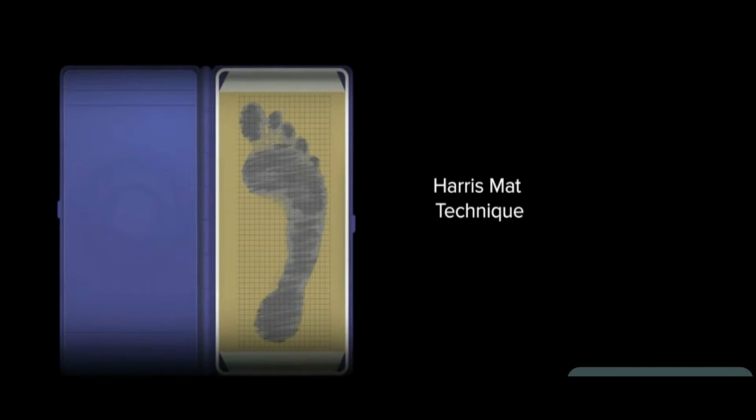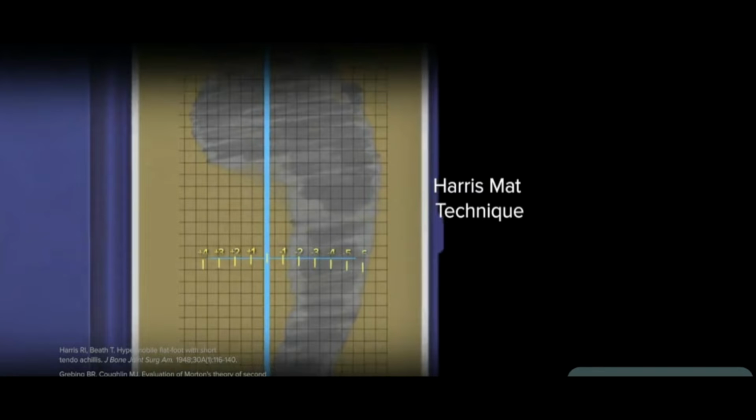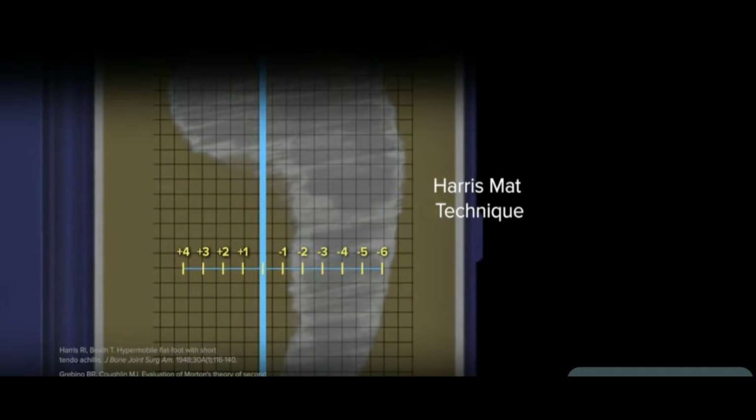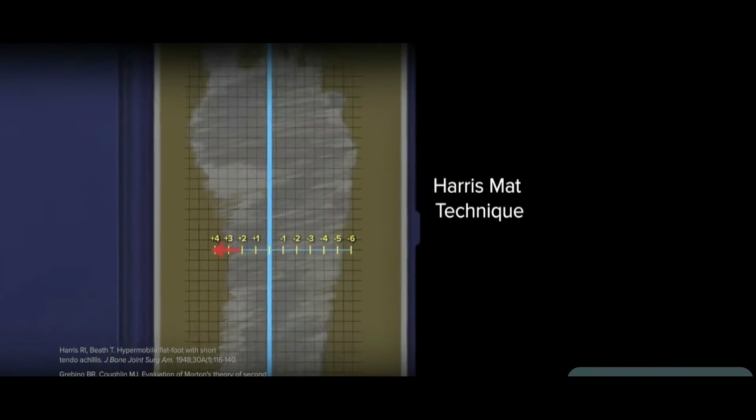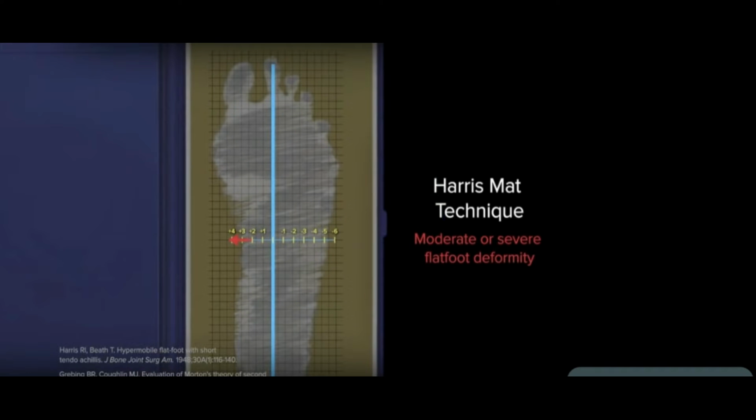The Harris mat technique can be used by taking an imprint from the patient, which is then bisected by a line drawn from the middle of the second toe to the middle of the heel imprint. At the midpoint, a perpendicular line is drawn with measurements. A grade of 2 or greater is considered a moderate or severe flat foot deformity.